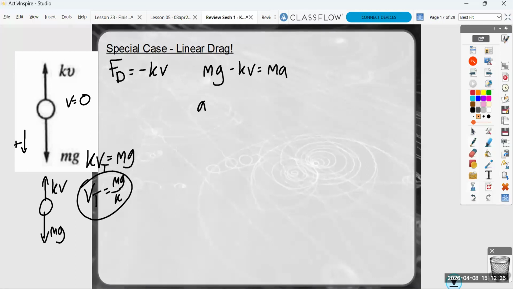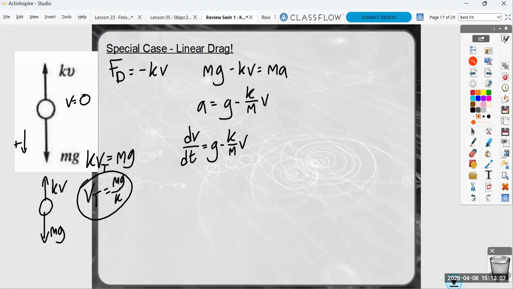If I'm looking for my acceleration here, that will be g minus k over m times v. And here's where it's important to remember: what is the relationship between acceleration and velocity? Derivative, right? Acceleration is the derivative of velocity. So we get a differential equation, which is just an equation that has derivatives in it, that tells you the velocity function you're looking for is related to its own derivative in this peculiar way. So we're going to try to solve this.